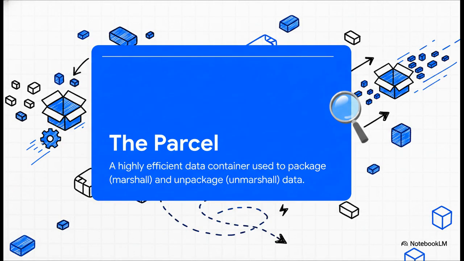And how is all this data packaged up for its trip? Well, it's put into something called a parcel. A parcel is just a super lightweight and really efficient container. The process of packing the data into the parcel is called marshalling. And you guessed it, unpacking it on the other side is unmarshalling. The whole thing is built from the ground up for speed.